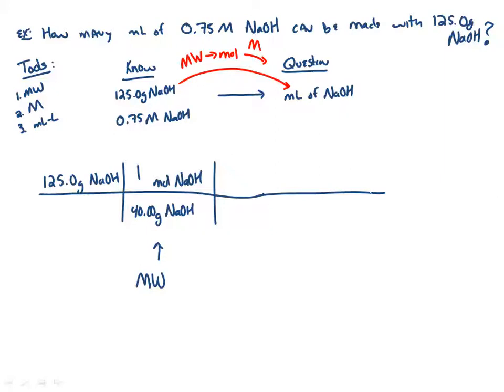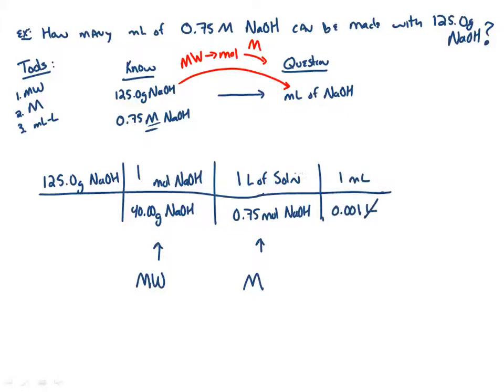And then notice that since I want to go between moles and volume, well, that's just the definition of molarity. So I can say that 0.75 moles of NaOH is in 1 liter of solution. So here I've used my molarity conversion factor. And then, of course, since we're always stuck in liters, we know that 1 milliliter is 0.001 liters because we always are doing that conversion. And so here's just our milliliter to liter conversion that we are going to know and love and have memorized because we use it so much.